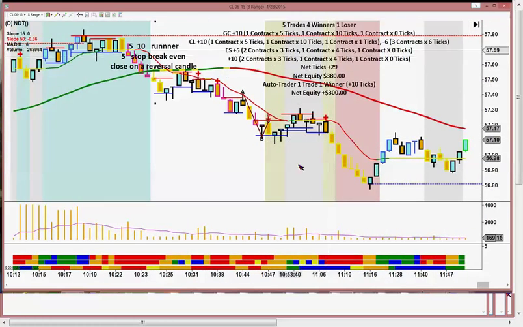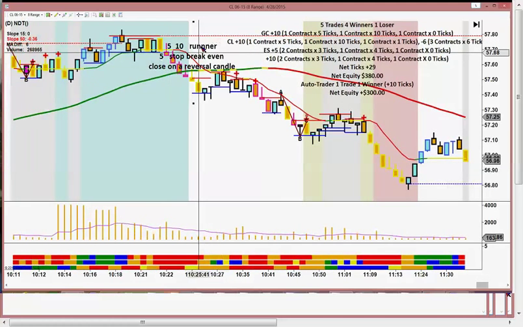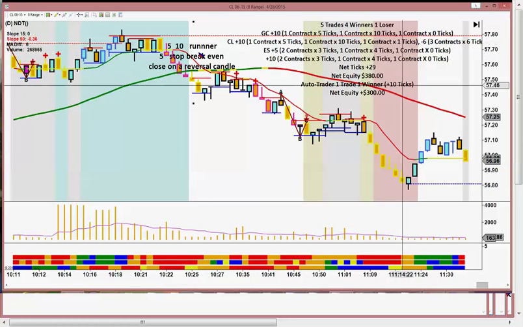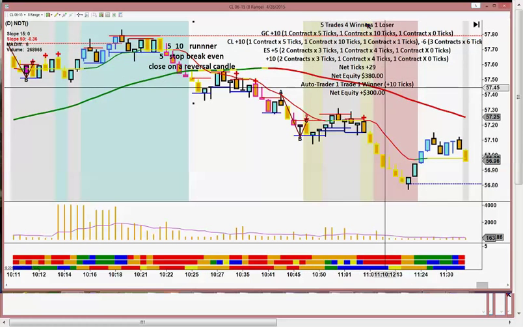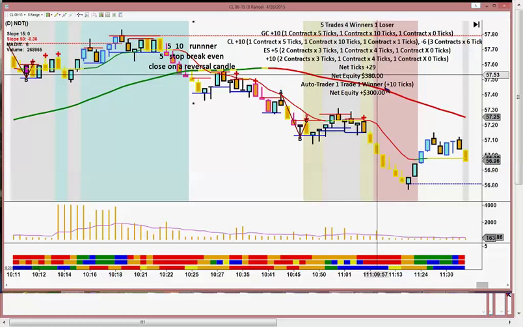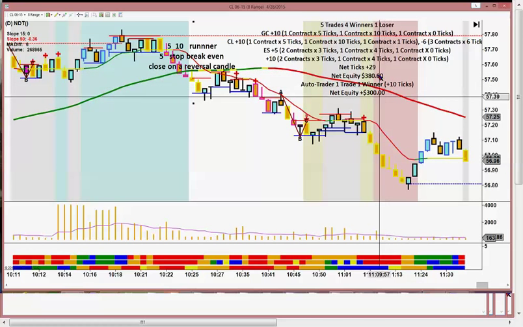Now, this is how we did today in the live trading room. We had 5 trades. We had 4 winners and 1 loser. We had 10 ticks on gold, 10 ticks on crude, 5 ticks on the ES, 10 ticks on the ES, and I had 1 6-tick loser on crude oil. That was a perfect trade that just didn't go. And not every trade wins. But on a very, very ultra-conservative ATM strategy, we made $380 today in the live trading room.